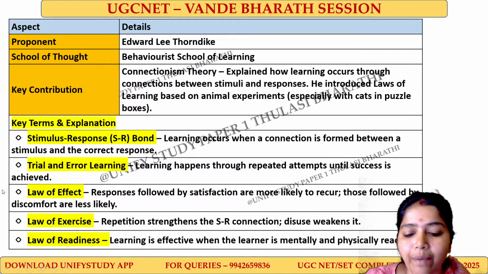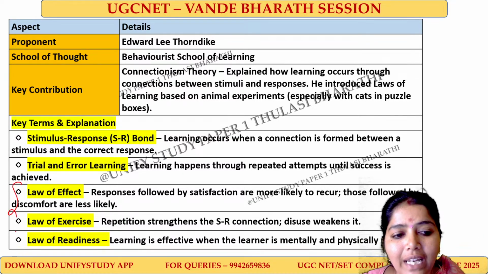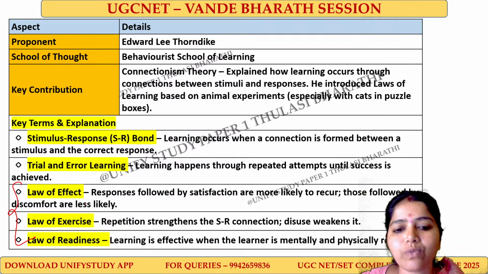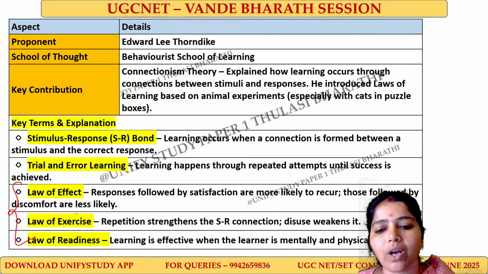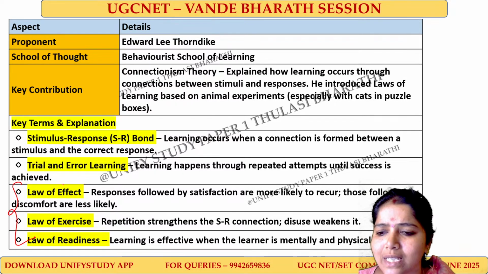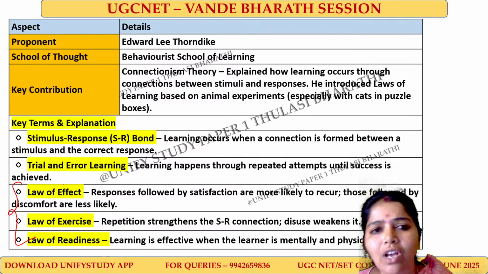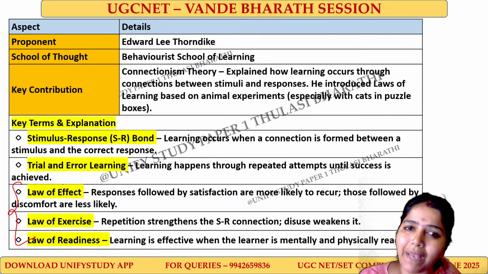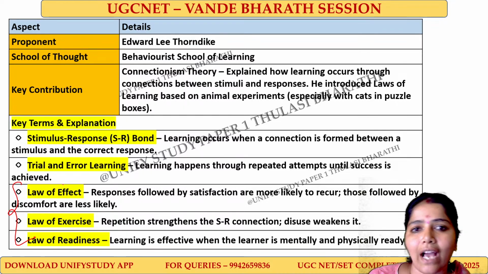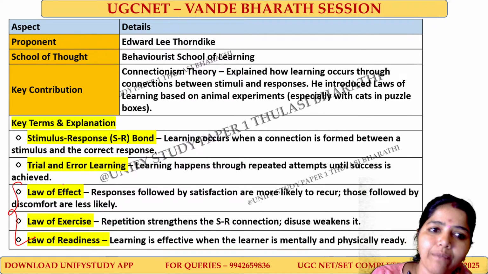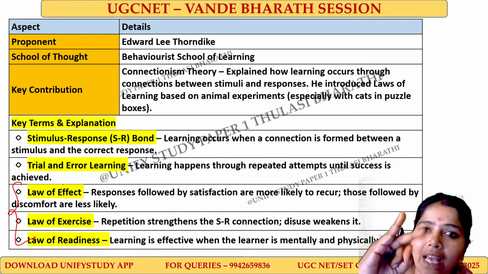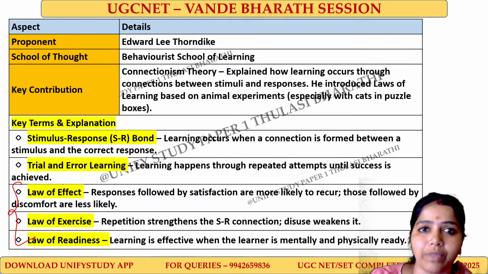Then these are the three important laws of learning proposed by E.L. Thorndike. So law of effect means what? The responses followed by satisfaction are more likely to recur. So whatever I learn, I need to have some kind of an effect towards it, and that's what we call law of effect. Law of exercise: I repeat it again and again so that I can make it strong. And readiness: I have to be ready to learn something. So these are the important terms used in E.L. Thorndike's laws of learning: effect, exercise, and readiness to learn something.